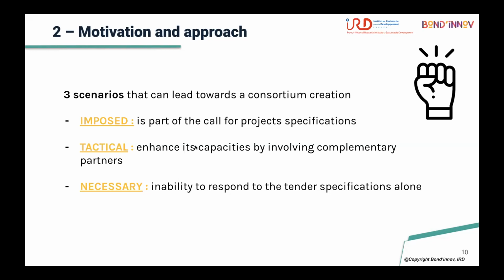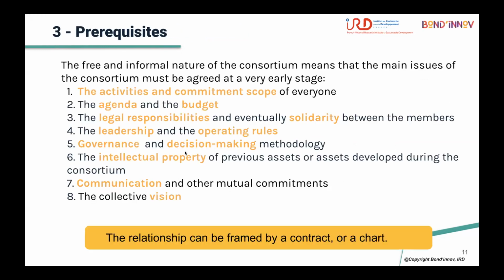So a specialist in agriculture is not capable on its own to respond to this call, but he needs to invite a specialist in ICT to join the consortium. So the free and informal nature of the consortium means that the main issues of the consortium must be agreed at a very early stage.